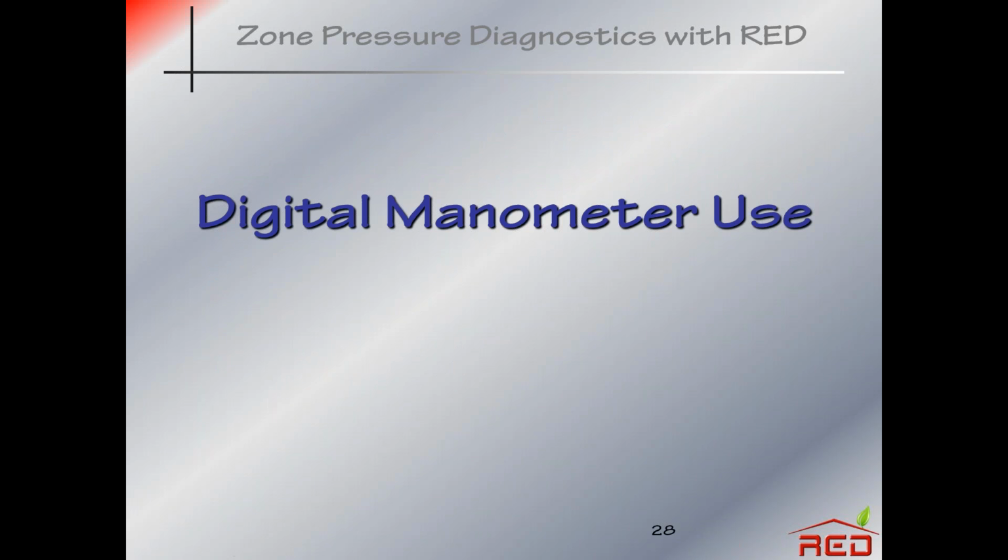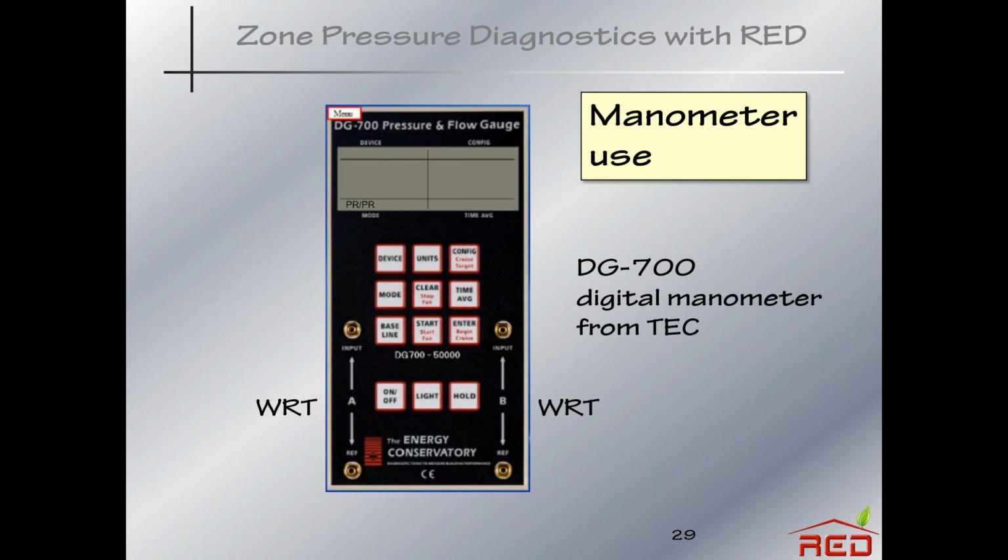A little aside, a few comments about digital manometers. As I've already said, you've got to have a good one. This is the DG700 from the Energy Conservatory. They now have the DG1000 that's out and apparently selling very well. This is still a perfectly fine manometer.